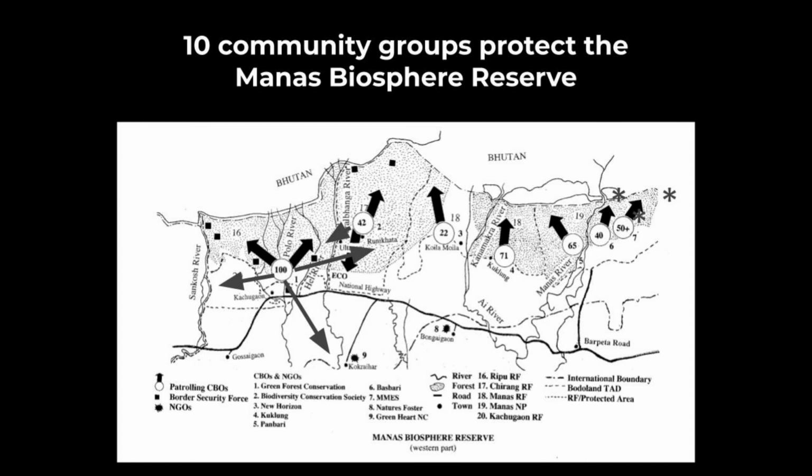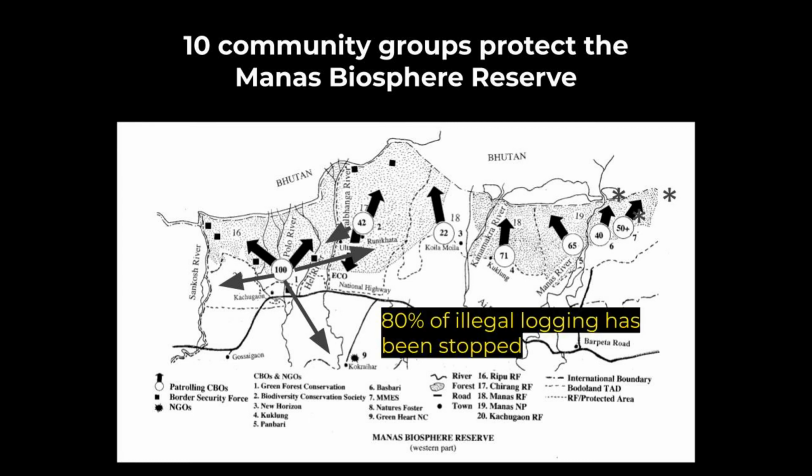The other 7 CBOs, clustered in the eastern biosphere around Manas National Park, form a federation with the 4 western CBOs that is headed by Rajan Islari. Together, they have confiscated over $300,000 US of illegal materials and have stopped about 80% of the illegal logging.